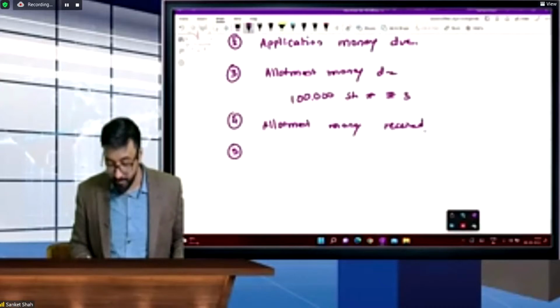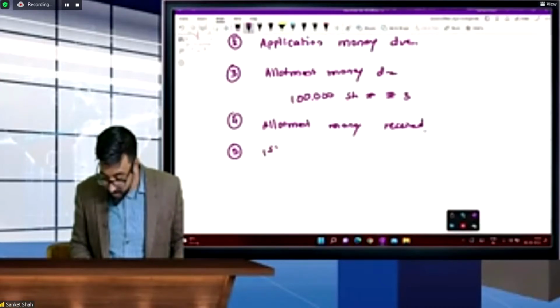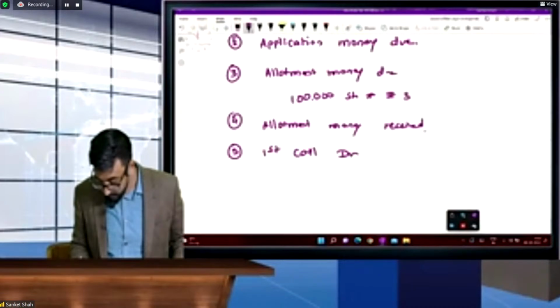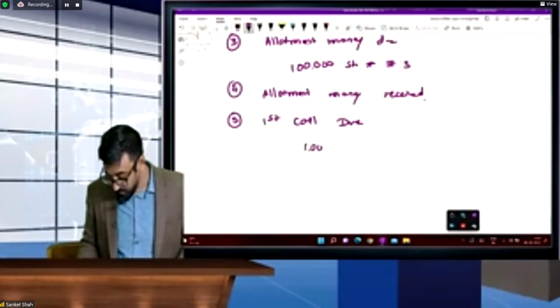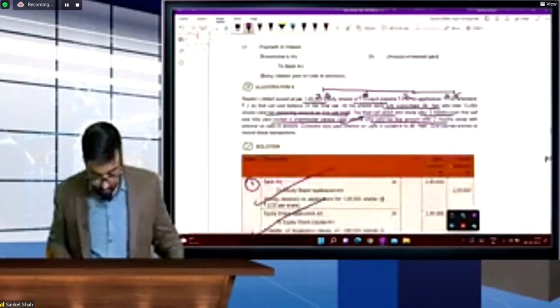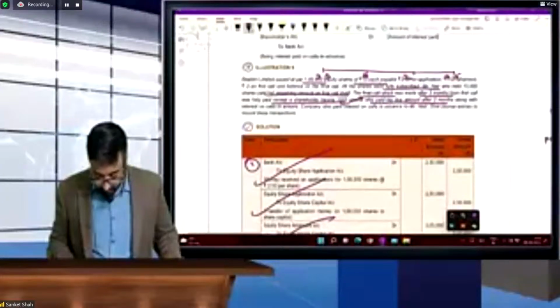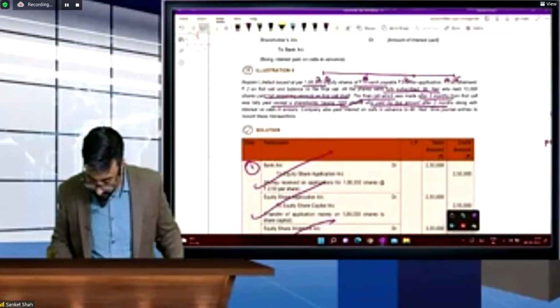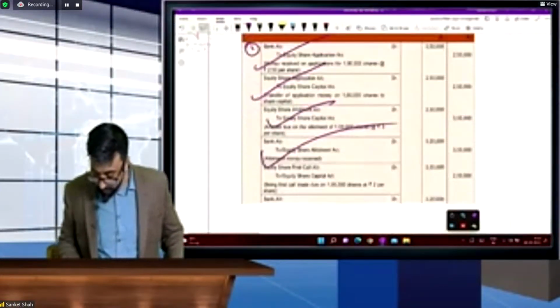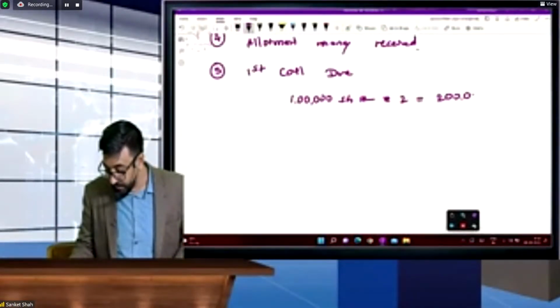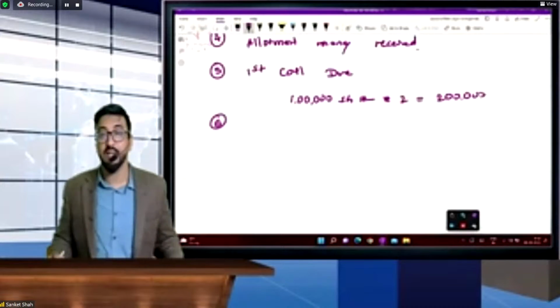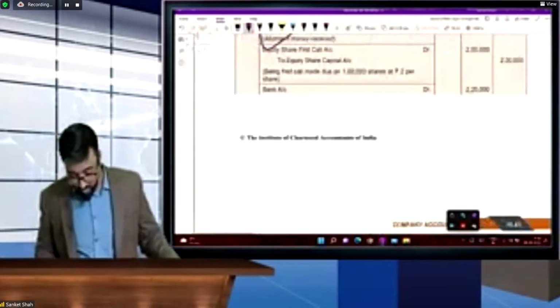Now, fifth entry. First call due. 1 lakh shares into rupees 2. No problem till this entry. Fifth entry, first call due.